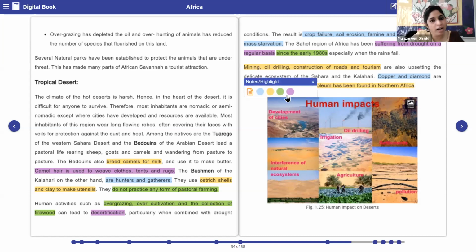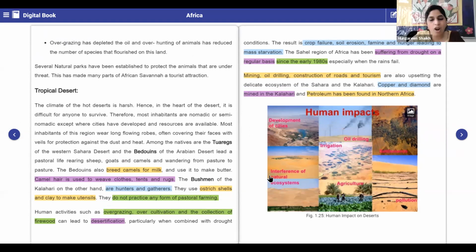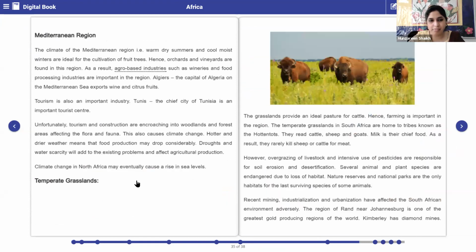All right. Have you all understood till here, children? Tropical desert? Yes, ma'am. Interesting. It's all about imagination. You can just imagine a desert when you're learning about a desert. Yes, let's go to the next page. Mediterranean region. Shall I begin with this?